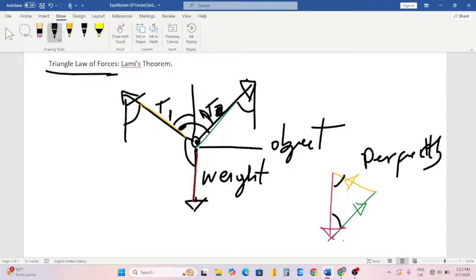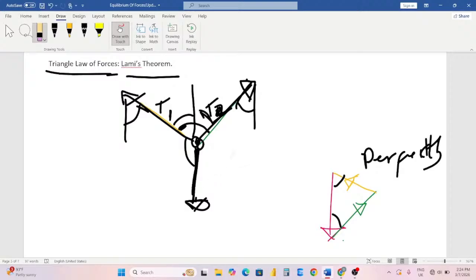Which brings us to Lami's theorem. Lami's theorem works irrespective of the question, so far as it's a question that involves three forces acting on an object to maintain it at equilibrium. Lami's theorem works perfectly. Emphasis on three forces interacting with an object to keep it at equilibrium. So how does Lami's theorem work? Let's look at it closely. Okay, we understand all this now.